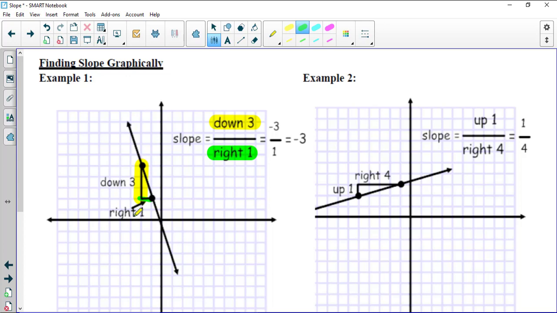So if that were a slope of -3, this would be even more steep than it already is. If, let's say, it had a slope of -1, it would be less steep. Let's take a look at example 2.